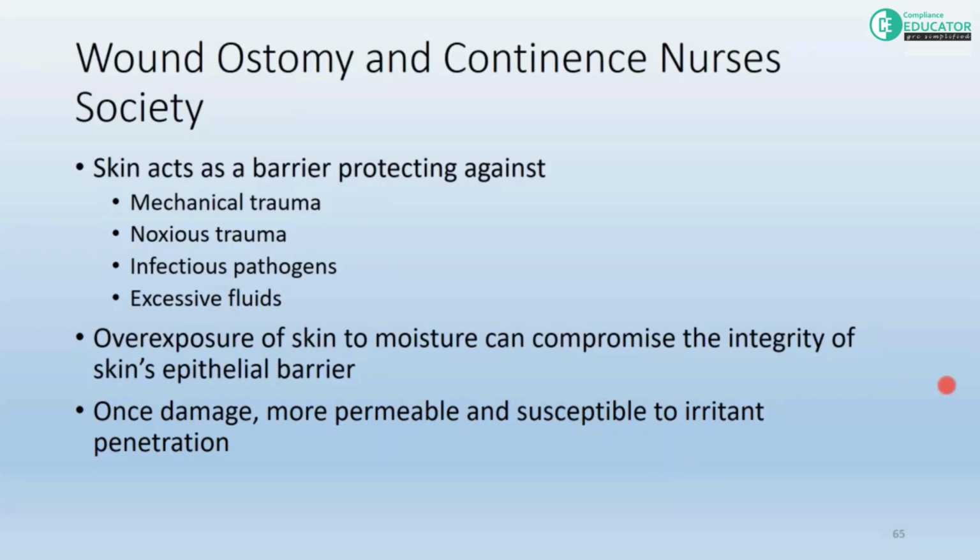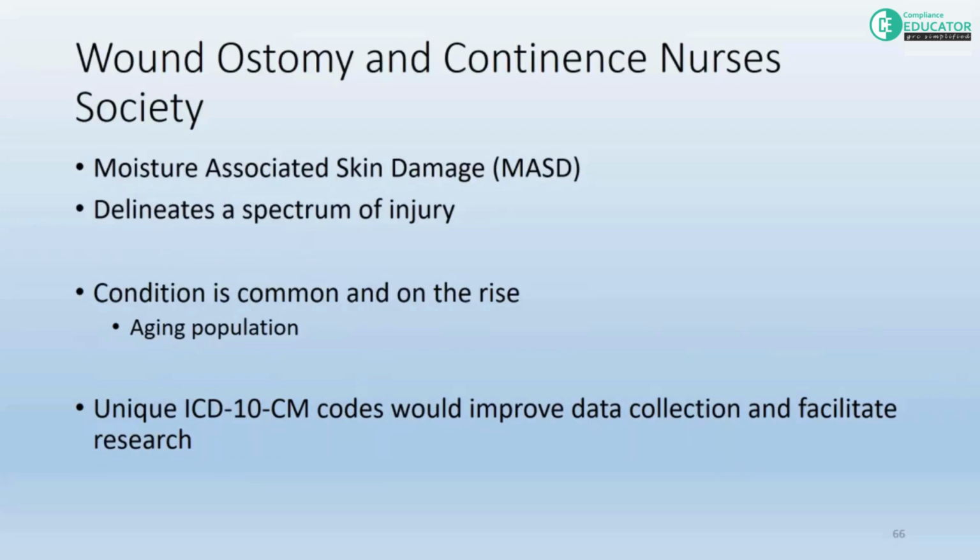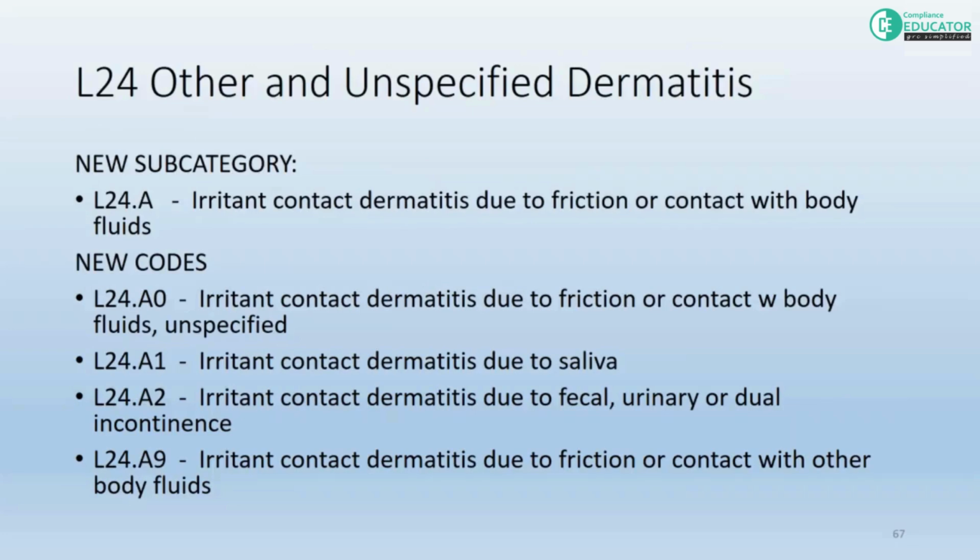So we are looking at this moisture-associated skin damage, which delineates a whole spectrum of injury characterized by this inflammation and erosion. And so as we have an aging population and we have more of this moisture-associated skin damage, they're looking to have more codes to better identify it, and as it says, to improve data collection and facilitate research. So here's our new subcategory, and then our codes.